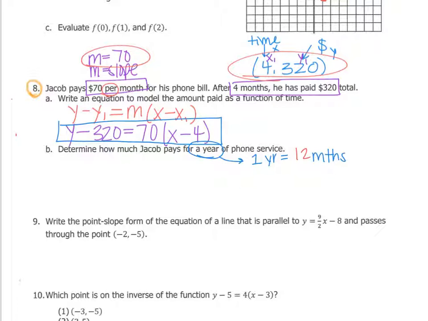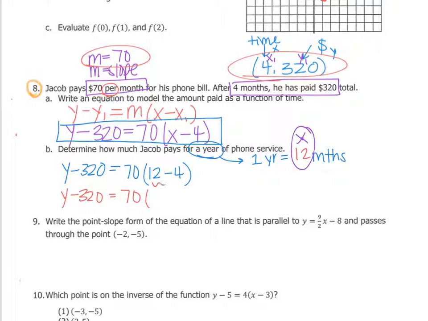We want to figure out how much he's paying after 12 months. Remember, months is a function of time. Time is x. So I'm going to take the equation that we wrote, y minus 320 equals 70 times x minus 4, and plug in 12 for the x value. So we have y minus 320 equals 70, parentheses, 12 minus 4. Now we cannot leave this one the way it is. We actually have to do some math. Inside the parentheses, 12 take away 4 is 8.